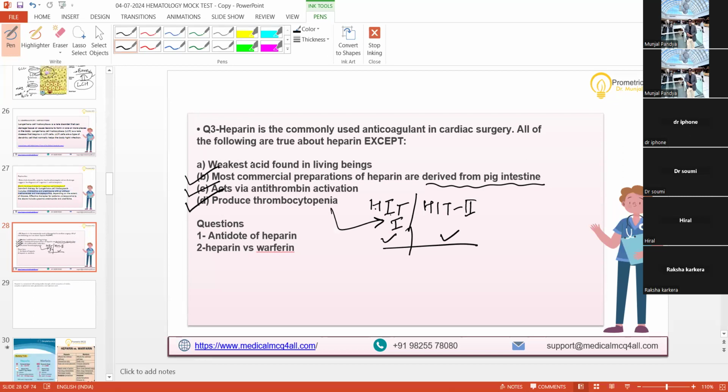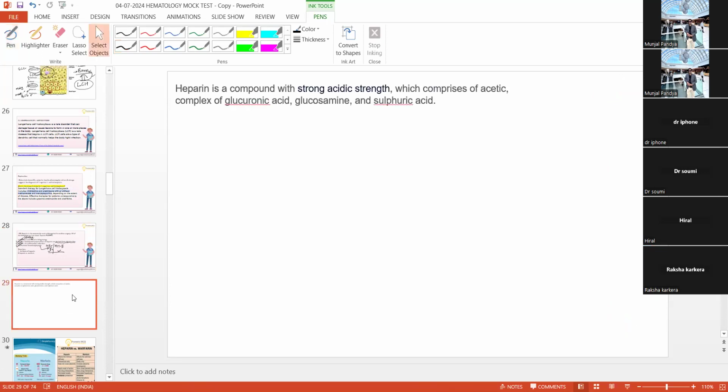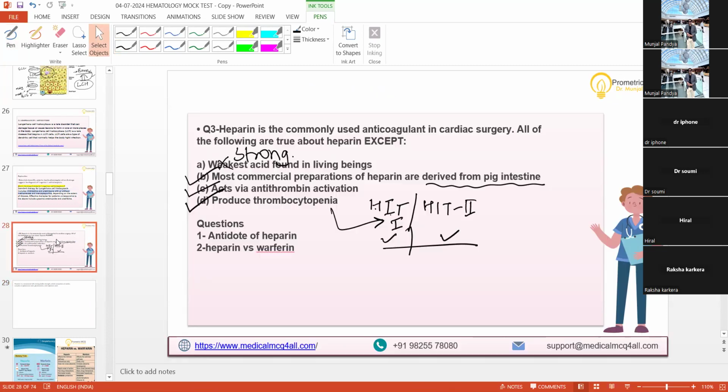What is not correct? Weakest acid. It is not a weakest acid, it is a strongest acid, meaning a strong acid found in the living organism. So the answer is this. Now let me give you a little more clarity on this. Heparin is a compound with strong, not weak, strong acid strength, which comprises an acidic complex of glucuronic acid and glucosamine. No need to remember, I posted this just for your MCQ purpose. So just remember this.